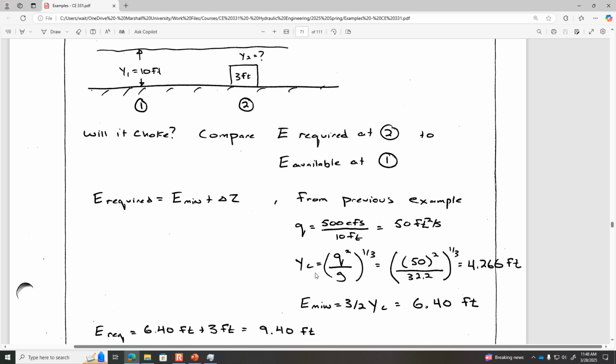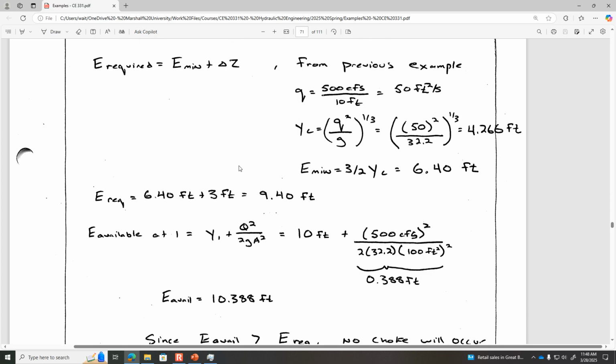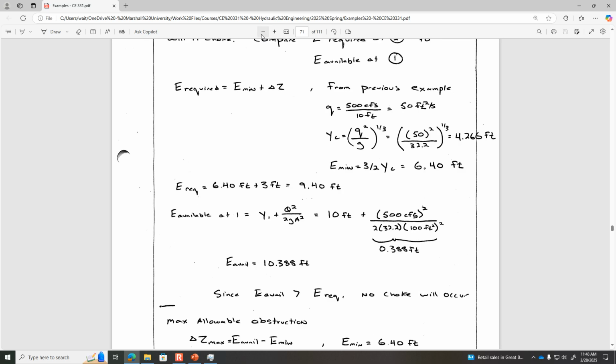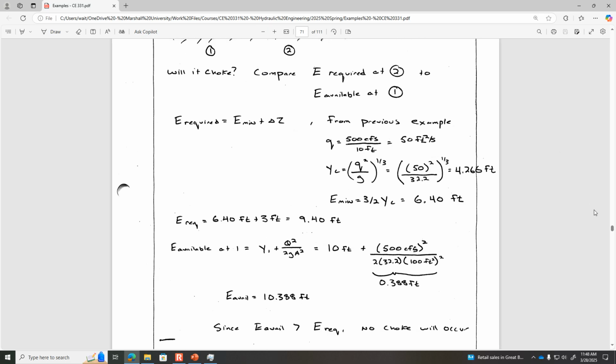So critical depth, and the minimum specific energy is 3 halves times the critical depth, and the required specific energy is the delta Z plus the minimum specific energy. So there has to be at least 9.4 feet of energy available to get over that obstacle. And we found that what's available previously, 10.38 feet. So no choke will occur if the step height is 3 feet, because the amount of energy that's available is greater than what's required. So we're good. 3 feet is not going to choke the flow.